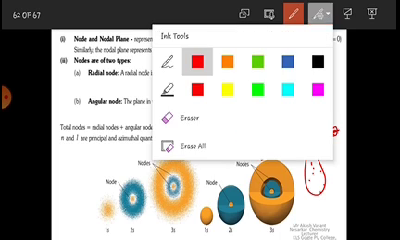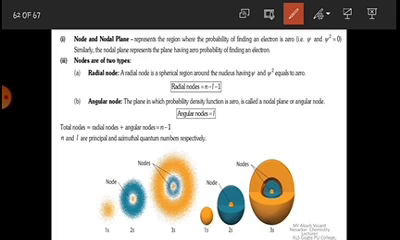Are you getting? Yes. So there are two types of nodal planes. One is a radial node and another is an angular node. So radial node is a spherical region around the nucleus having psi and psi square equal to 0. So it is a spherical region. Radial node is what? It is a spherical region like this. So radial nodes.